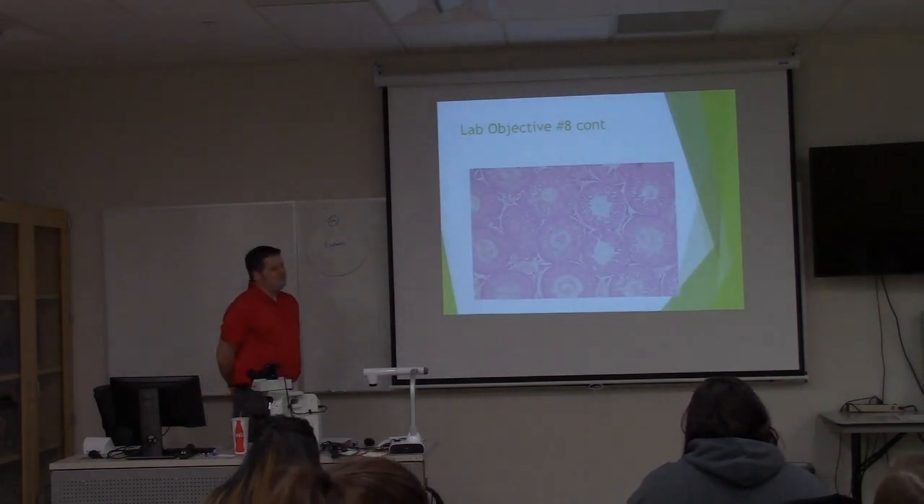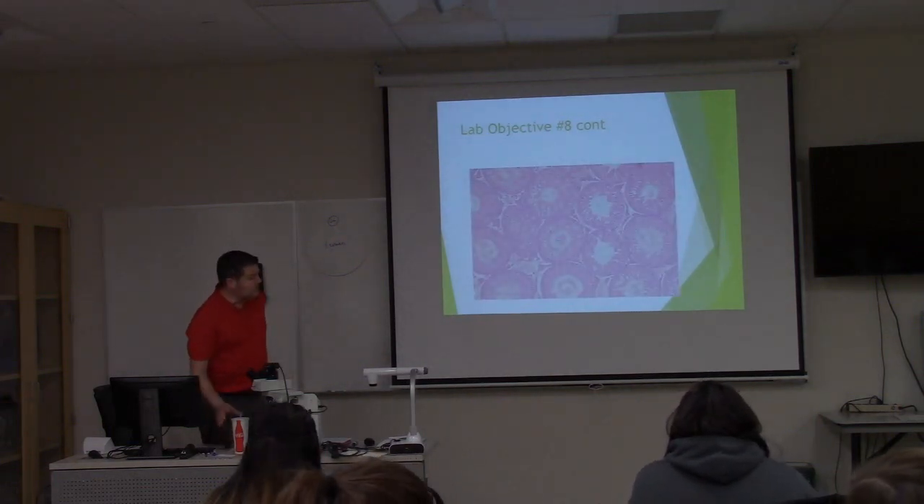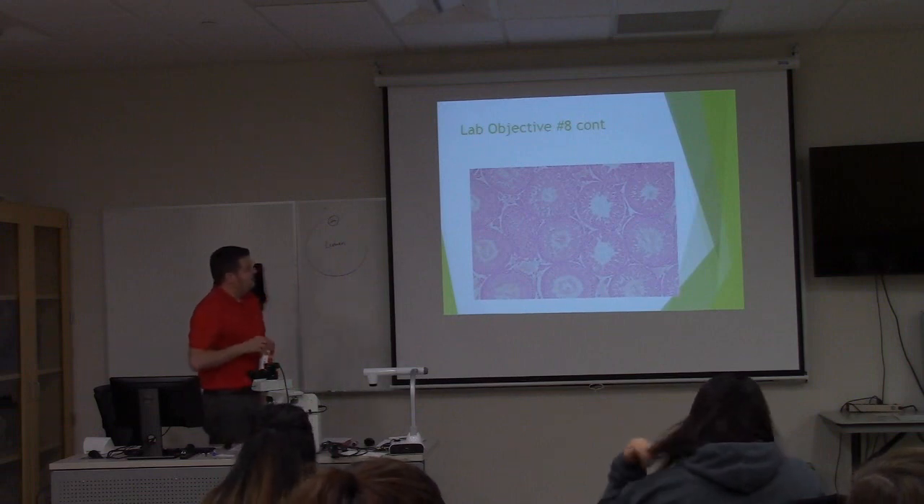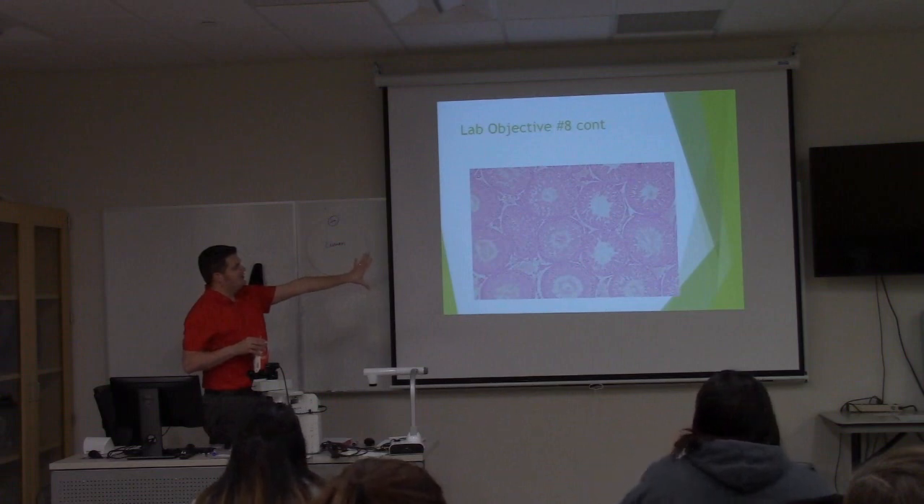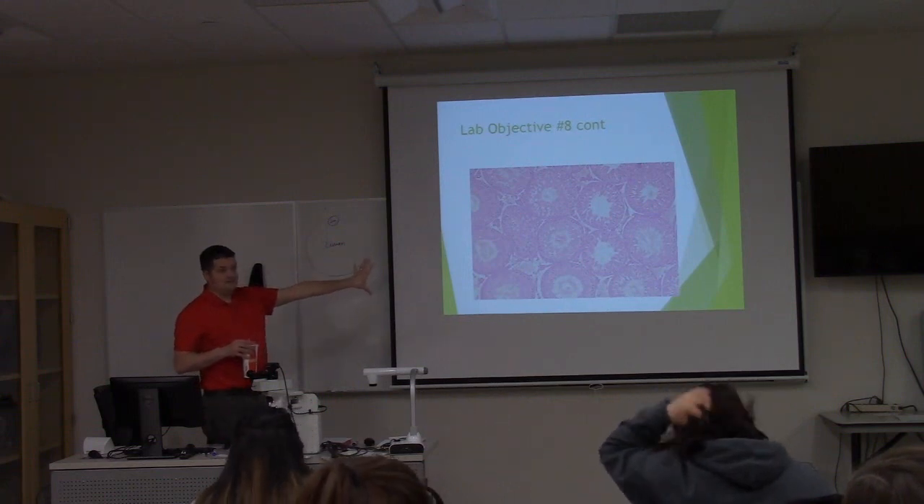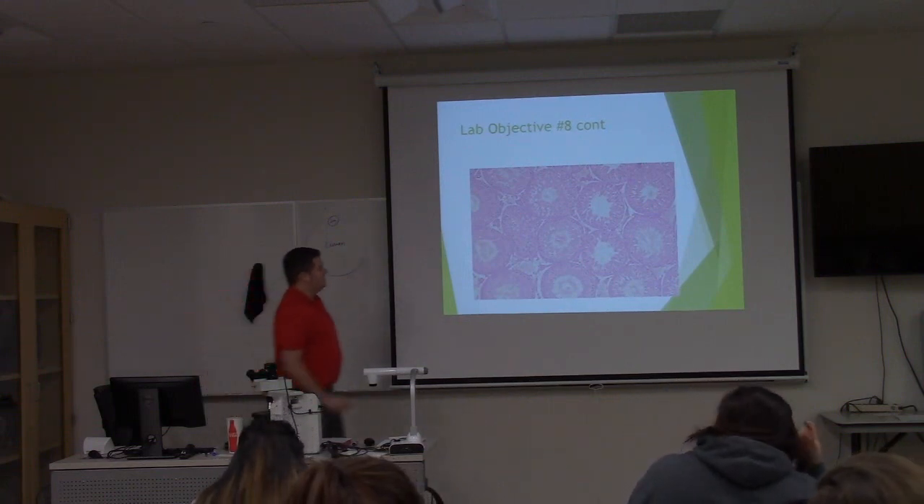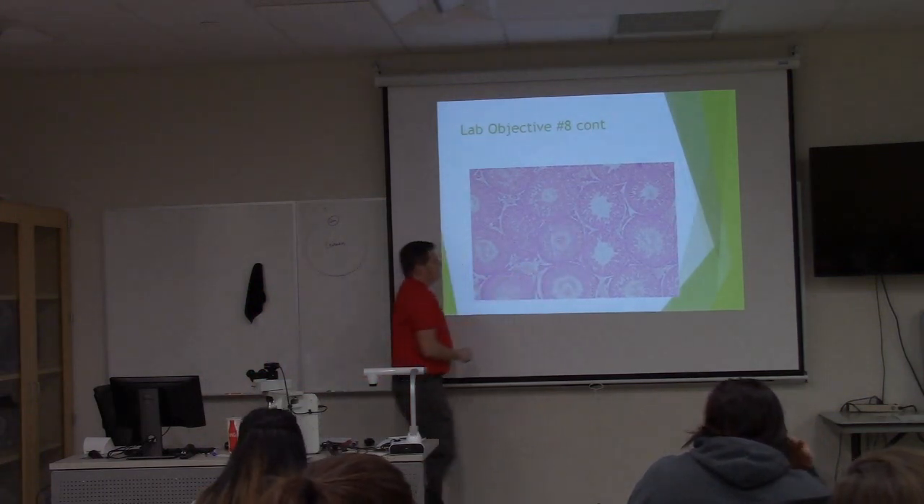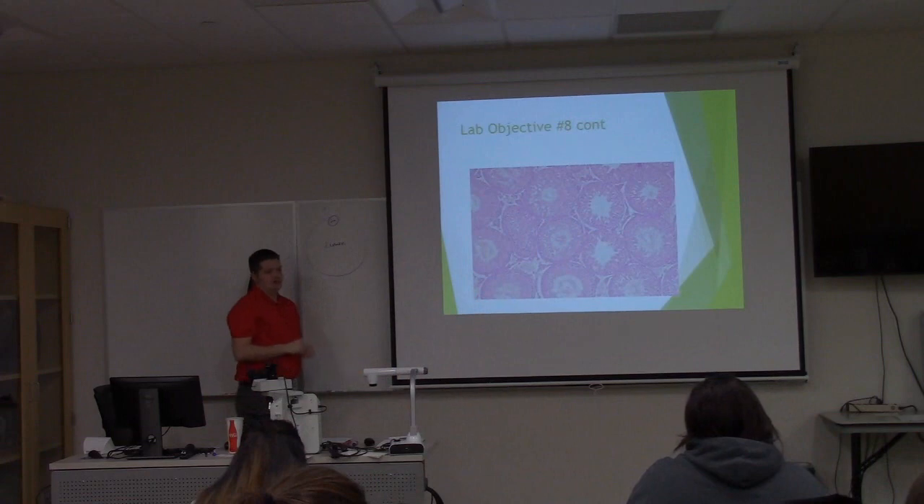So here's a photomicrograph. This is something you guys saw back in general A&P. And this is a picture of the testes, okay? And these round little circular structures right here, these would be the seminiferous tubules, which we were drawing up just a moment ago here.